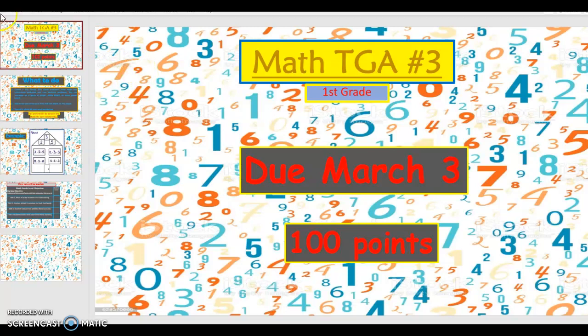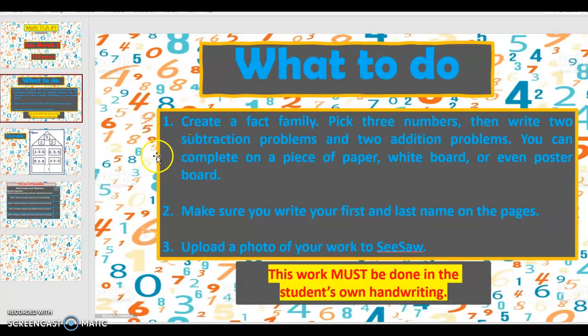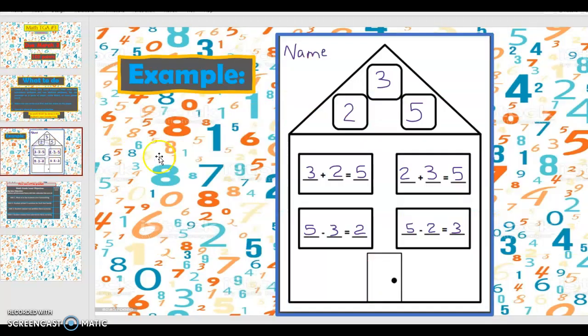Your first one is going to be your math teacher graded assignment. It's due March 3rd. It's worth 100 points. All right, so what we're going to do in that is just create a fact family, okay? So when you do a fact family, this is your example. We've done it in class. And remember, it's just those three numbers at the top. Do not use 3, 2, and 5. This is your example, okay?